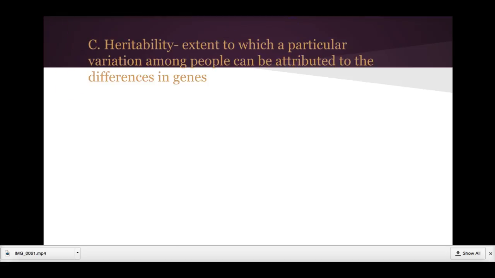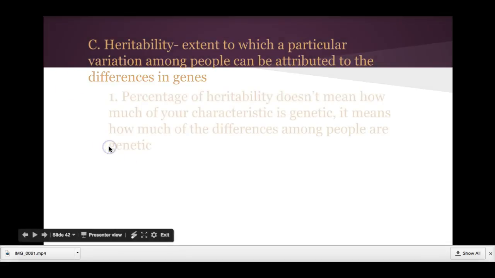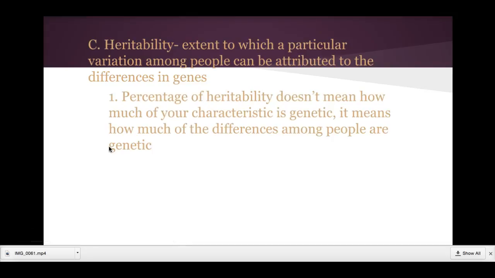But I do want to emphasize what your percentage of heritability does not mean. It does not mean how much your characteristic is genetic. It does not mean, for example, that 50% of my height is a result of genes, and I don't mean the jeans you wear, that doesn't make any sense. We're talking about how much of the differences between people are genetic.